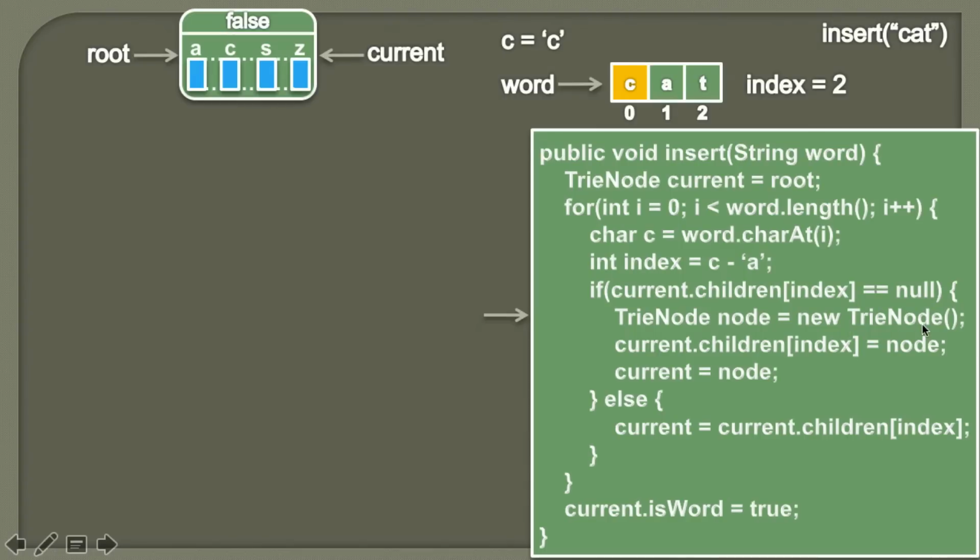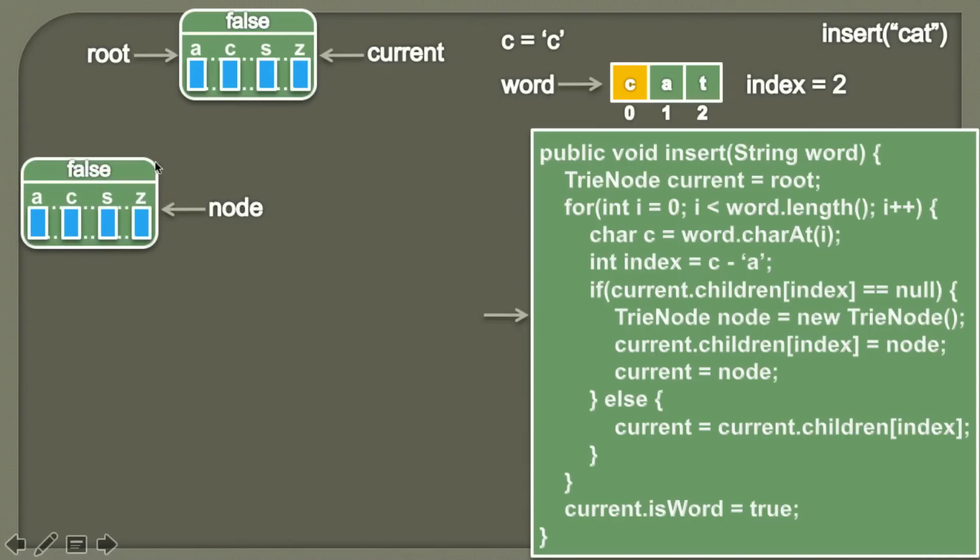The first step we do is we simply create a new try node and assign it to a temporary try node. Also friends, as we have created this new try node, we have to link the try node at index 2, which maps to C, to this try node. So we simply assign the value of node to current.children at index 2, which maps to C. So it would look something like this, that now there is a link established from root to this try node from index 2, which maps to C.